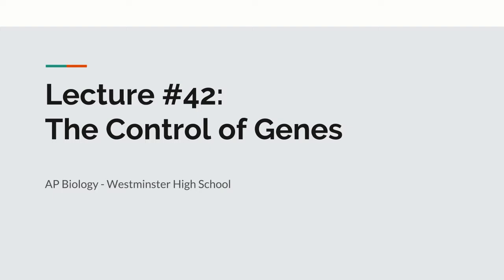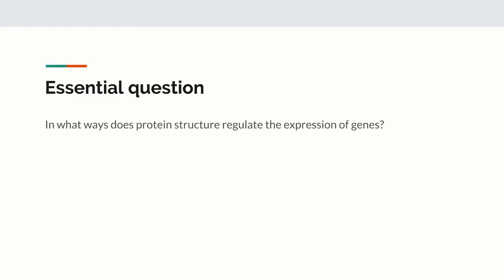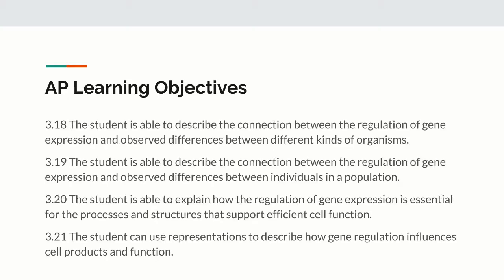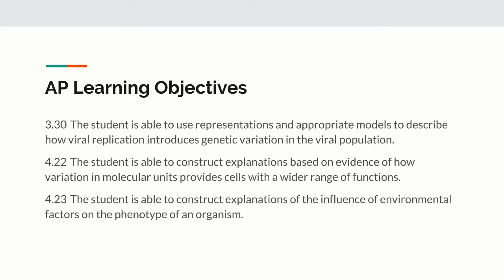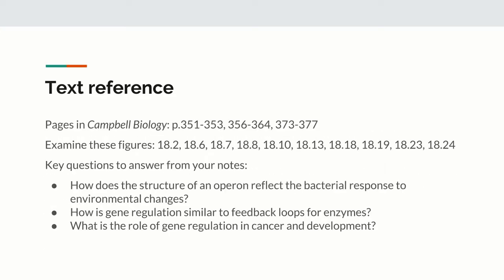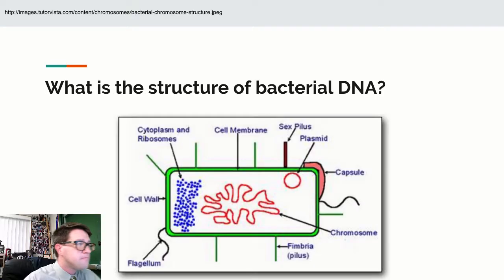Welcome back for more AP Biology. Today we're going to be dealing with how we control and regulate all of those genes that we dealt with last time, especially with biotechnology. So, like I said, what we're going to look for is how do we control genes, but in particular with protein structure. And this is something that the College Board likes to test on. And there it is from your book.